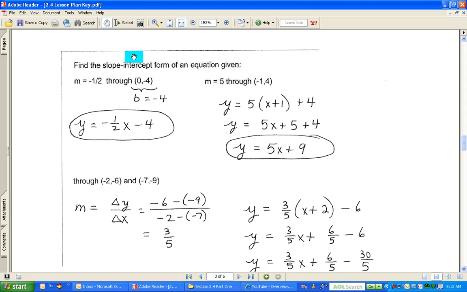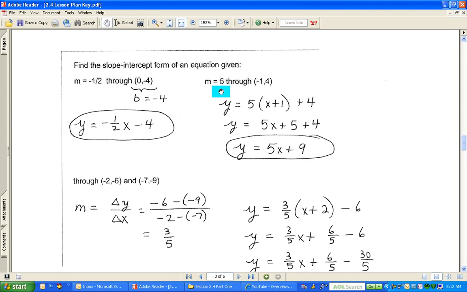mx plus b. Okay? So, if the slope is negative 1/2 and the ordered pair 0, -4 is on my line, here's a very important key. Whenever you have an ordered pair that starts with 0, the number that comes after it is the value of b. That is actually where the line touches the y-axis. So this was really a total gift because they gave us m and they gave us b. So my answer is y equals mx plus b, which turns out to y equals -1/2 x minus 4. So that was pretty easy.